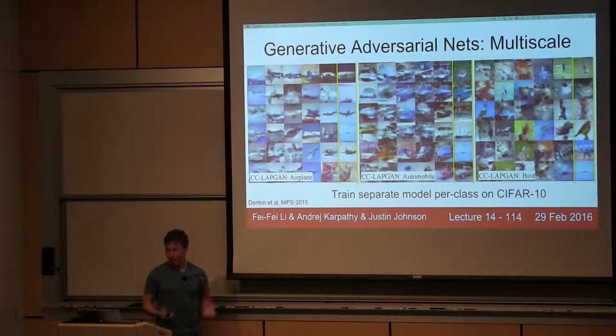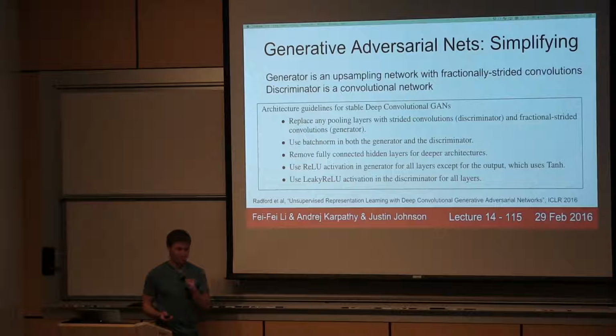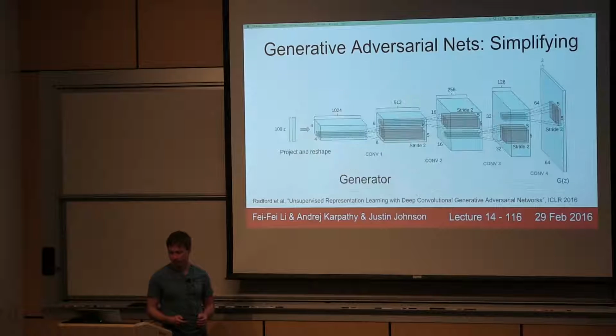So in the following year, people actually threw away this multi-scale idea and just used a simpler, better, more principled ConvNet. The idea is to forget about this multi-scale stuff and just use batch norm, don't use fully connected layers, all these architectural constraints that have become best practice in the last couple of years. Just use those, and it turns out that your adversarial nets then work really well.